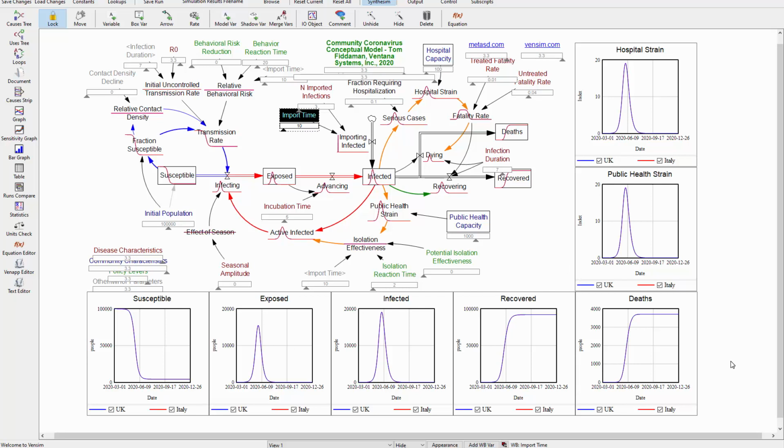So here I have Italy and the UK set up as essentially identical hypothetical countries. The way this model works is you have susceptibles getting exposed to the disease. After an incubation period, they're actively infected and infectious, and then they recover, and hopefully only a few die. But the process is kicked off by the import of some infected people from another region.